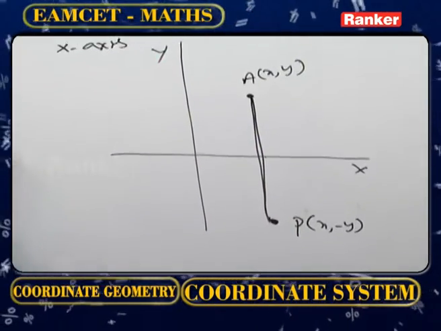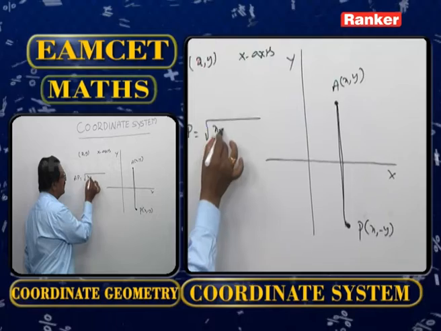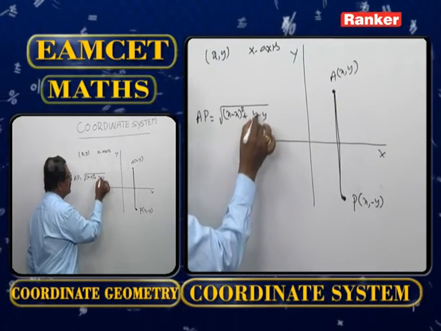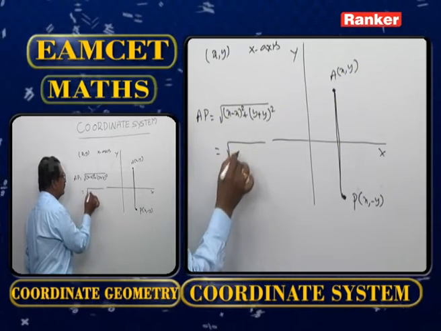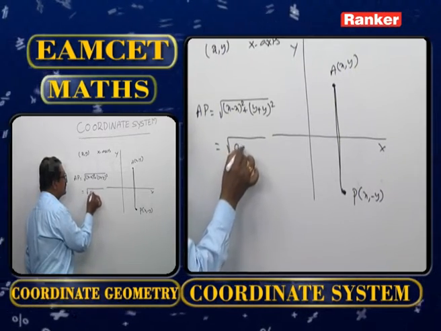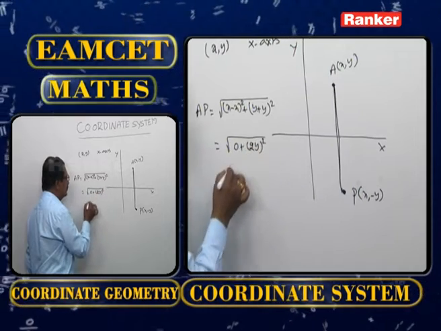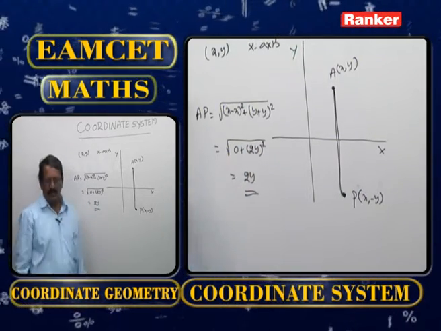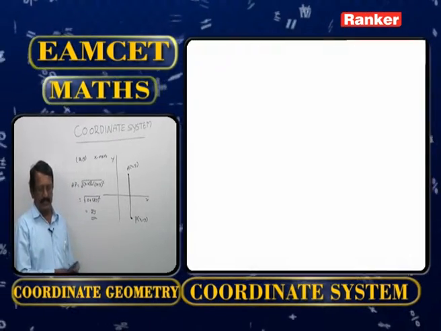Now AP equals the square root of (x minus x) whole square plus (y minus of minus y) whole square, which equals the square root of 0 plus (2y) whole square, or that equals 2y. Now the answer is the second option. Next problem.